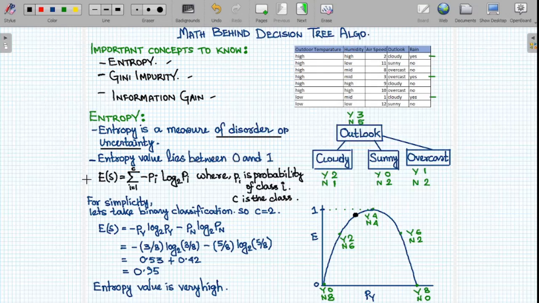The mathematical equation for entropy is the summation of i equal to 1 to c of minus pi log base 2 pi, where pi is the probability of class i and c is the number of classes. For simplicity, here in our example we have taken a binary classification, because our target column, or dependent column, which is rain, has only two possible values, yes and no. That's why it is a binary classification problem.